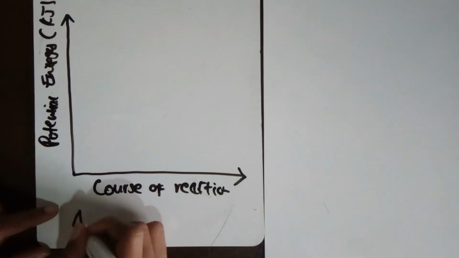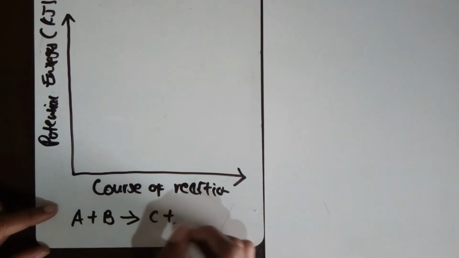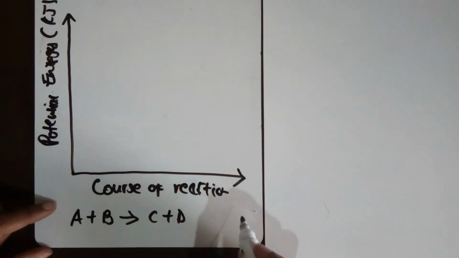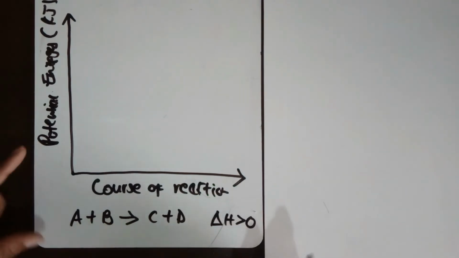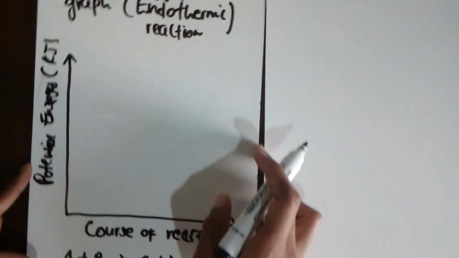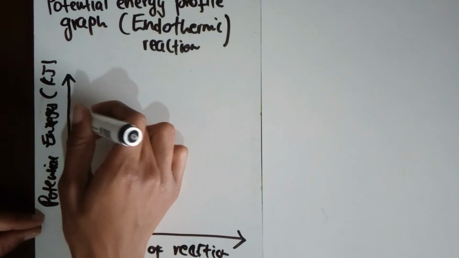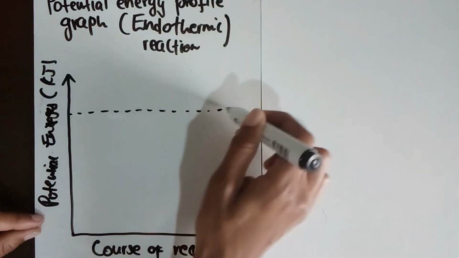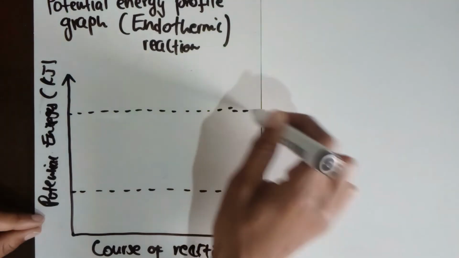And let us say you were given a specific chemical equation. It was A plus B, which gave us C plus D, and then they had written there that the change in H is greater than 0. So this was an endothermic reaction, right? So normally how I like to draw them, I like drawing two dotted lines that are horizontal, and you'll see why now.